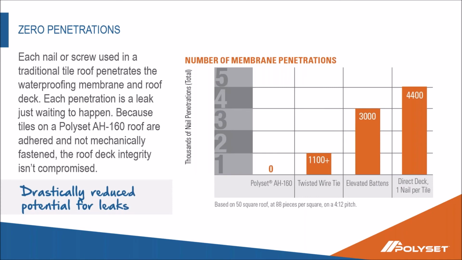And the third primary benefit to adhesive is virtually 0 penetrations on that roof deck. For example, on an average 50 square roof, you're penetrating that roof with just one mechanical fastener 4,400 times. Depending on where the job's at, some jurisdictions might require 2 fasteners, so that just doubles the amount of penetrations on that roof deck. With adhesive, you're pretty much eliminating all those penetrations, which obviously can cause future damage to that roof and cause some leaks if not adhered properly.